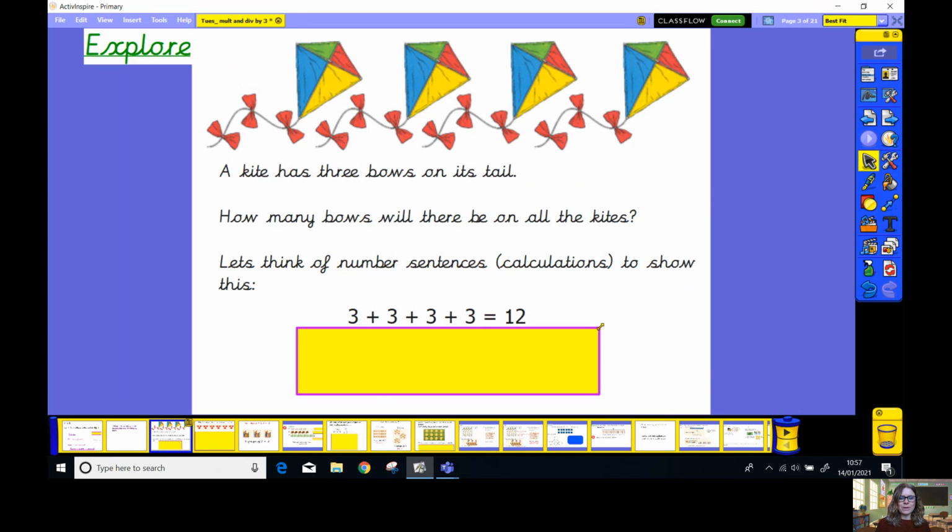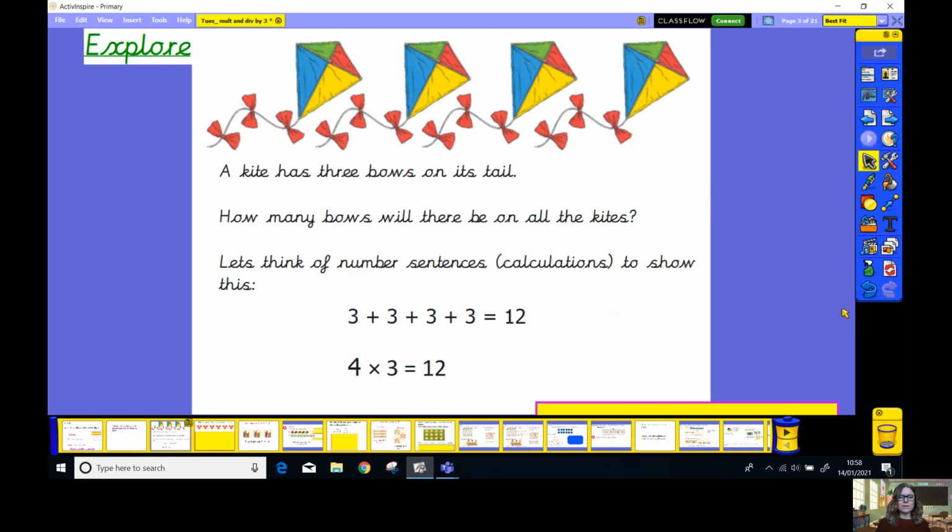Okay, now one way I could do it is I could do 3, add the 3, add the 3, add the 3, and that would equal 12 bows. Now that's not a particularly efficient way of doing it, and in maths I do like to be efficient, so a better way of doing it would be to use a multiplication fact, and I would have this one here: 4 multiplied by 3 equals 12. So this factor multiplied by this factor equals this product. This is a far more efficient way of doing it. So you just need to remember today, when you're doing multiplication, that we are doing continuous addition. We're counting on in 3s each time.